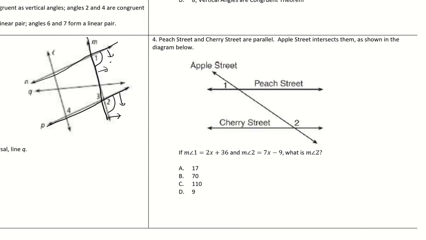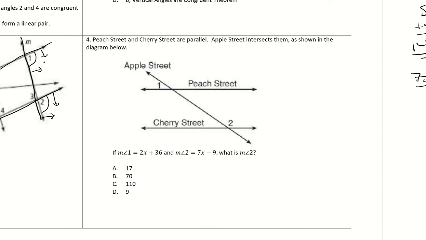Number four, Peach Street and Cherry Street are parallel. Apple Street intersects them as shown in the diagram below. If the measure of angle one is equal to 2x plus 36, so we can put that here. This is 2x plus 36, this angle here. And then the measure of angle 2 is 7x minus 9. What is angle 2?